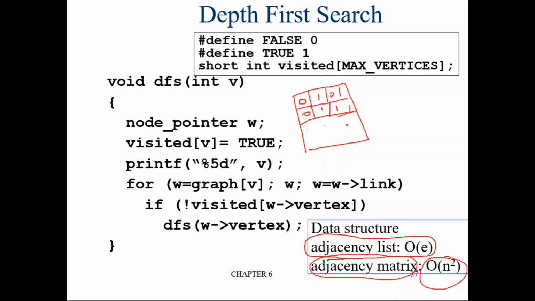So how many operations do you have to perform? Whether it is 0 or not, that also you have to check. That is also an operation. So with the adjacency matrix it is order of n square, whereas with the adjacency list it is only order of E. N square means for all the nodes, n into n, you have to check. So the point is, depth first search can also be implemented using an adjacency matrix.